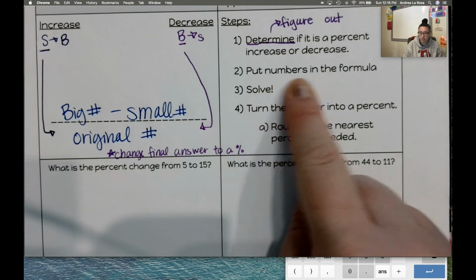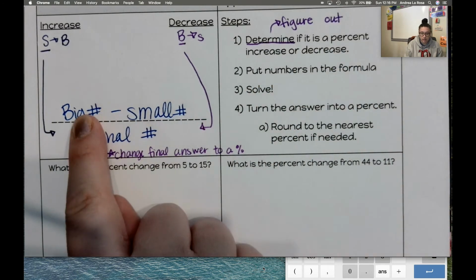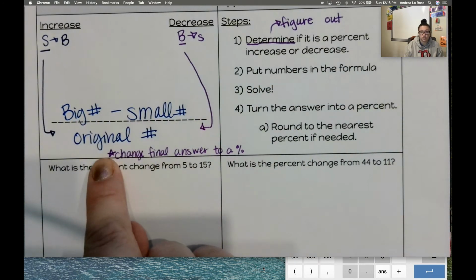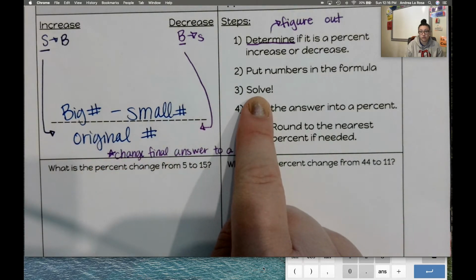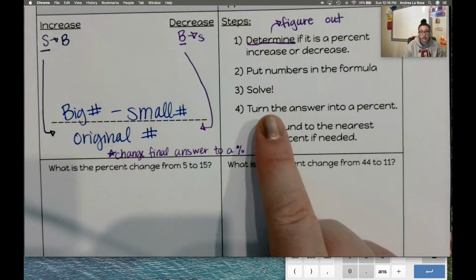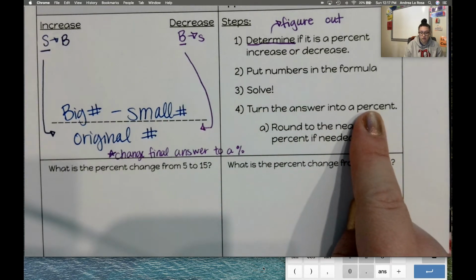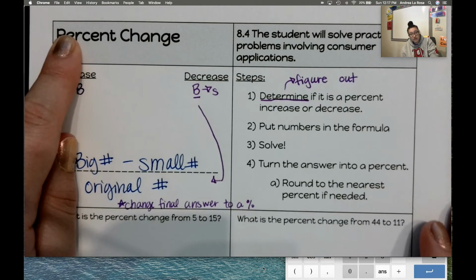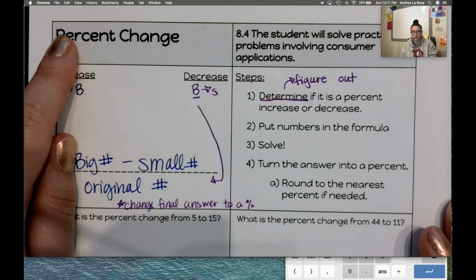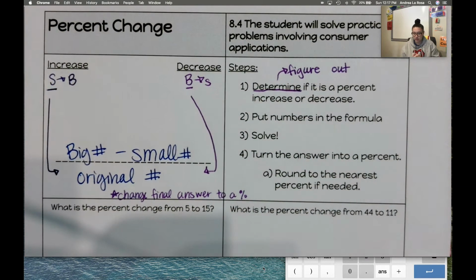Then we're going to put the numbers in the formula. Again, big minus small over original, and then solve. Don't forget step number 4. We have to turn our answer into a percent, because we want to know what the percent of the change is, not the decimal form.